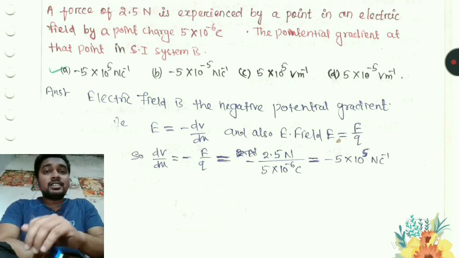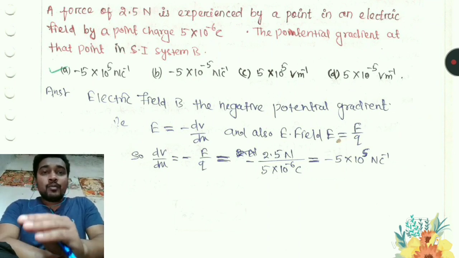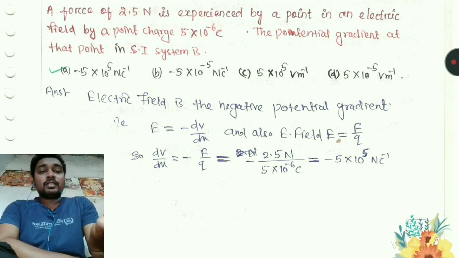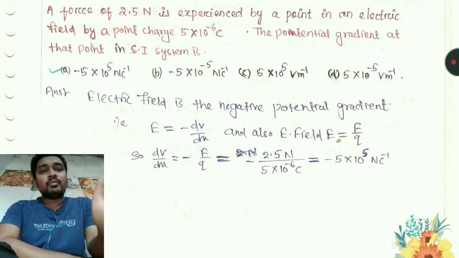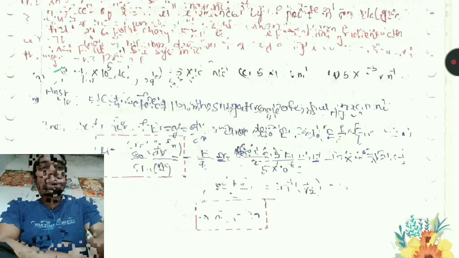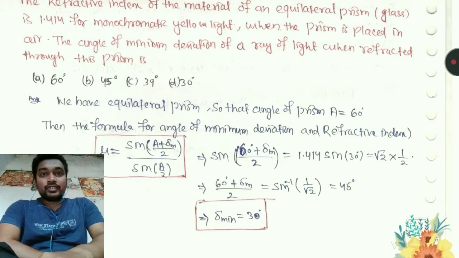And also we know that electric field is the force experienced per unit test charge. So we can compare these two results: dV by dx equal to minus F by Q. That's why F is given, Q is given. We can calculate the potential gradient, and the answer will be minus 5 into 10 to the minus 5 Newton per Coulomb. The next question is from dispersion by prism.